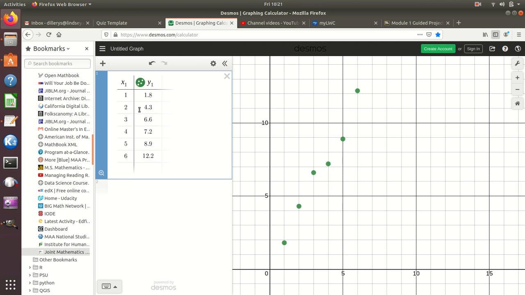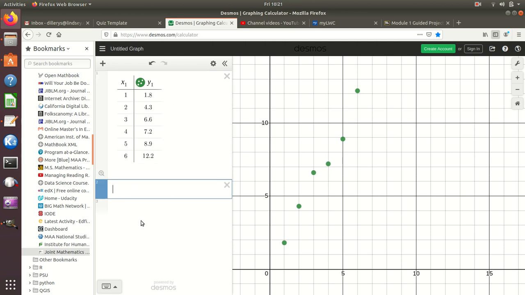And so then 2 times 2 is 4. Well, I made that one a little big. So the 1.8 was a little small, 4.3 is a little big, 6.6 a little big, 7.2 is a little small, 8.9 is a little small because it should be 10, and then 12.2 is a little big. And so these data are more or less along the lines of a y equal 2x kind of relationship.